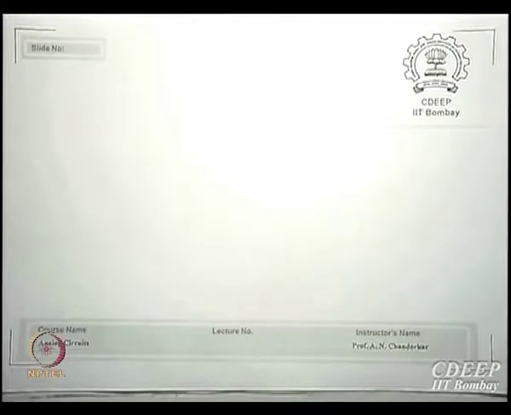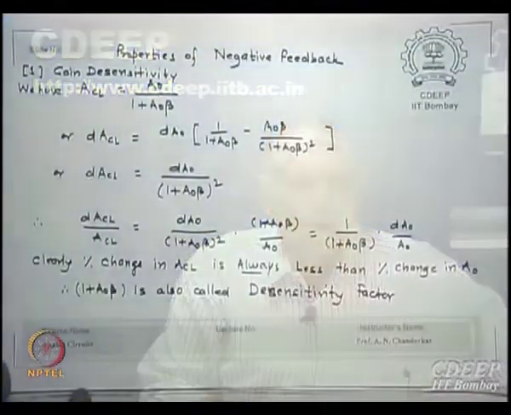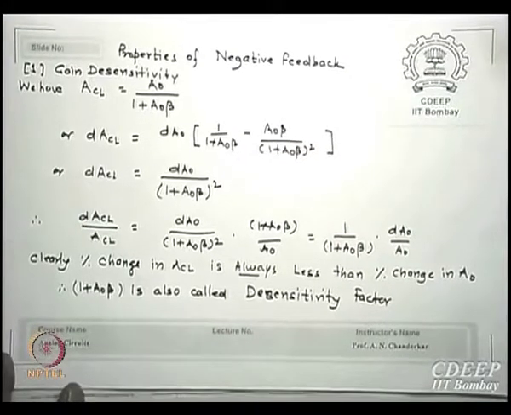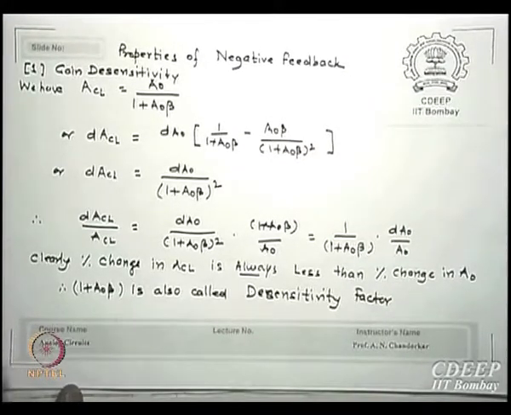We looked into a few things. We talked about A beta, we talked about this. We also looked into a few properties of negative feedback. One of them we said was gain desensitivity, and we said the closed loop gain is A0 upon 1 plus A0 beta. Now please remember, if you are not working with Sedra Smith, in many books this value will come as A0 upon 1 minus A0 beta. Do not get worried too much.